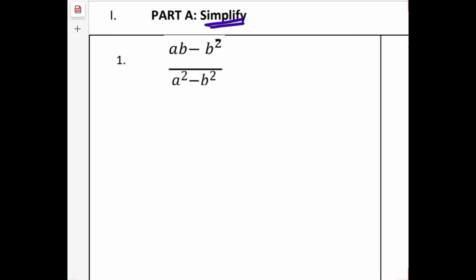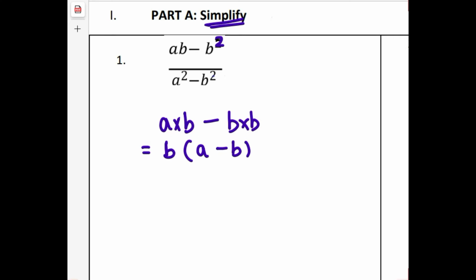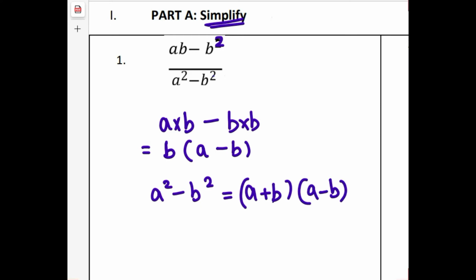Starting with the numerator, you can see it's a times b minus b times b. It's a square that is given here. You can see b as the common factor, so it's going to be b times a minus b. And looking at the denominator, which is a square minus b square, this is equal to a plus b times a minus b. This is one of the identities that you should be knowing.